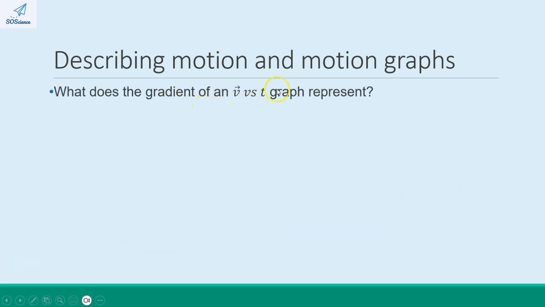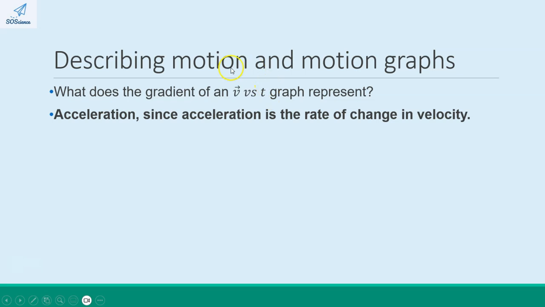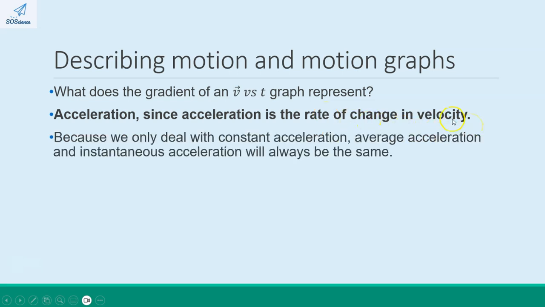What about the gradient of a v versus t graph? Well, we need to know that the gradient of a v versus t graph represents acceleration, because acceleration is the rate of change in velocity. Now, we only deal with constant acceleration, so that means that average acceleration and instantaneous acceleration will always be the same. But we haven't learned the difference between average versus instantaneous types of motion. So again, if you find this a little bit confusing, that part will make sense a little bit later.